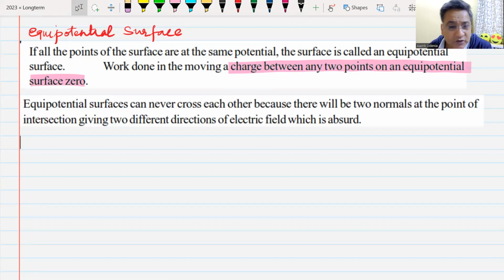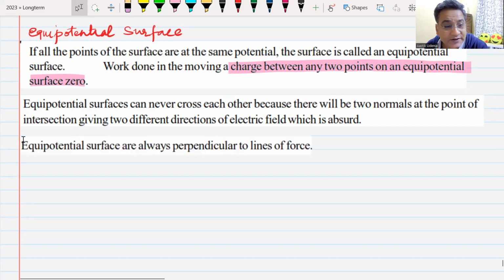Equipotential surfaces will never cross each other. It is same as electric field lines, because electric field lines never cross each other. Equipotential surfaces are always perpendicular to the lines of force. When we wrote the properties of electric lines of force, we wrote that electric lines of force are perpendicular to equipotential surface. You understand this?